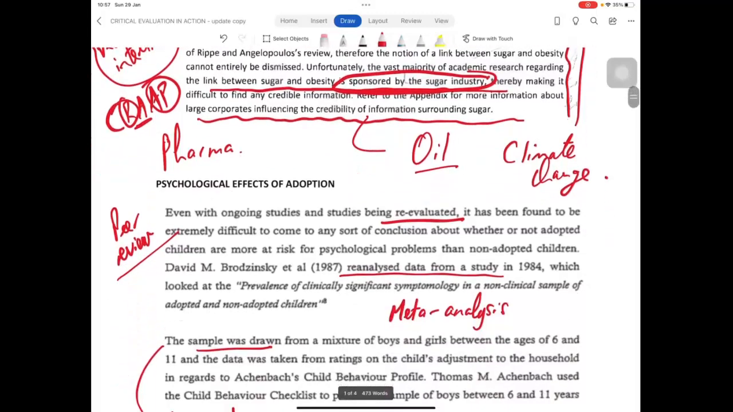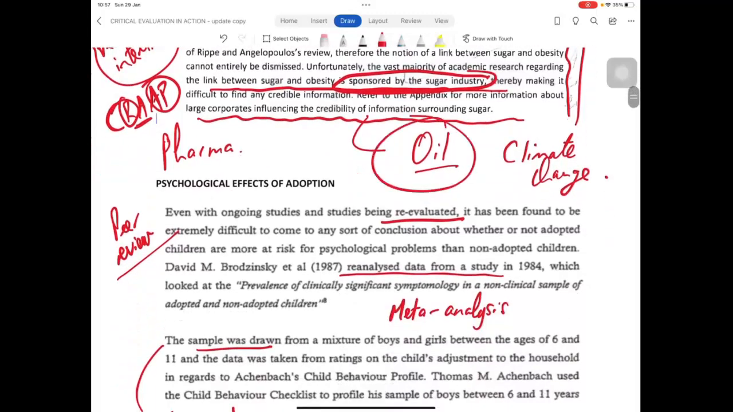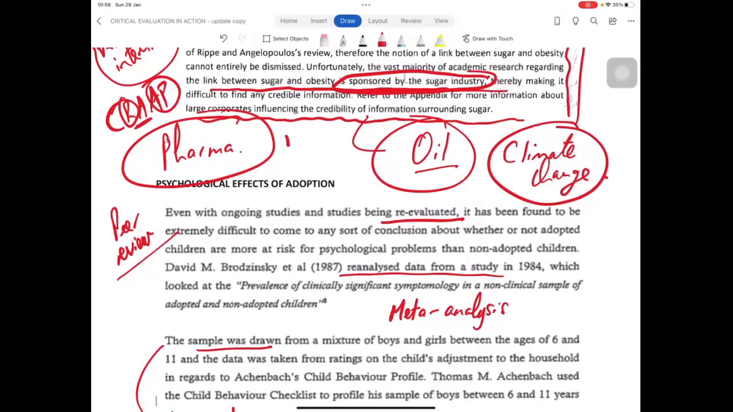Now, this would equally apply to studies on oil, on climate change, petrochemicals, and of course our friends Big Pharma, who will often commission studies that are extremely biased. And I suggest that all of you doing medical style EPQs look at the work of Ben Goldacre, Fake Pharma or Bad Science. Excellent study.